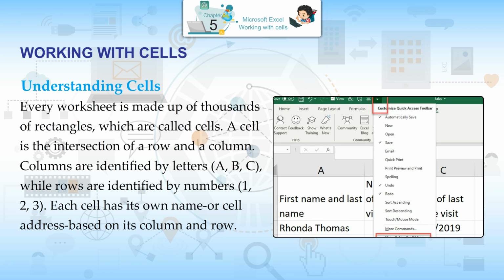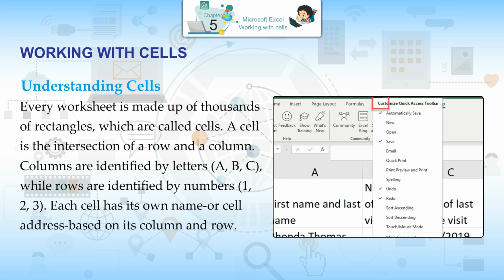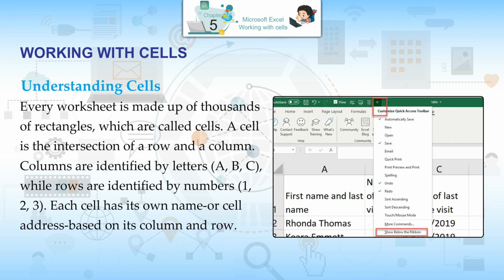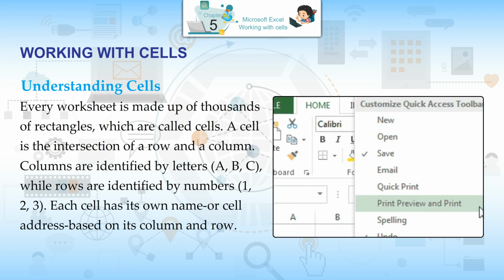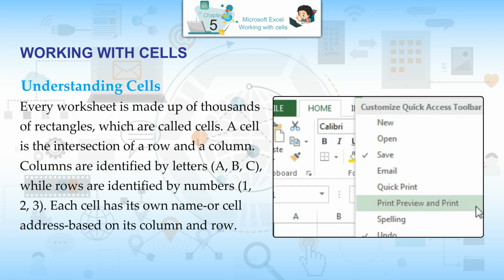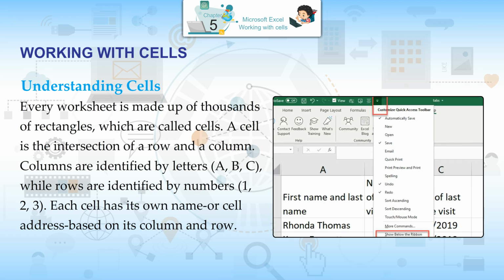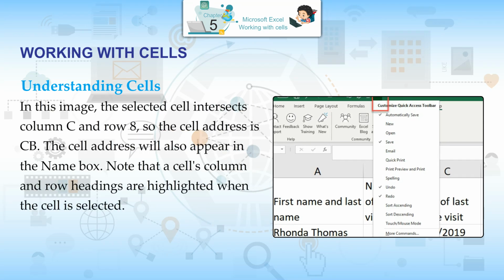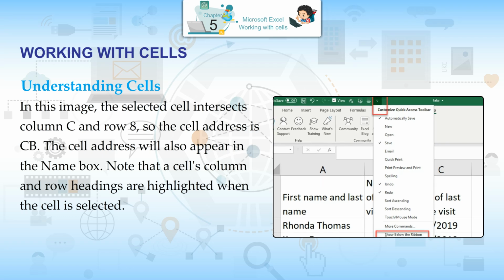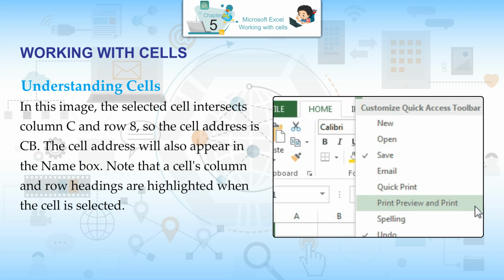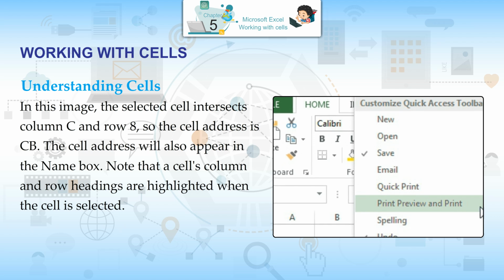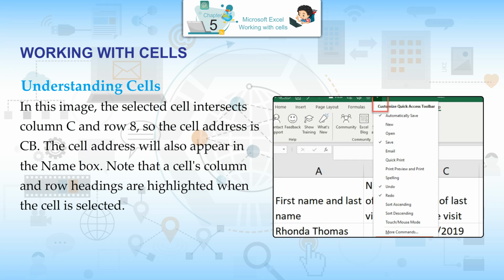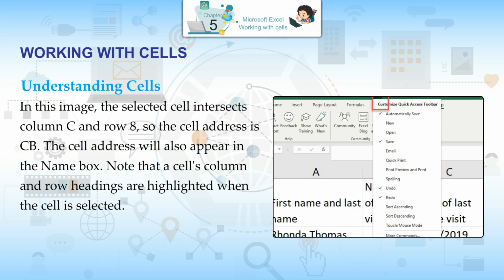A cell is the intersection of a row and a column. Columns are identified by letters A, B, C, while rows are identified by numbers 1, 2, 3. Each cell has its own name or cell address based on its column and row. In this image, the selected cell intersects column C and row 8, so the cell address is C8. The cell address will also appear in the name box. Note that a cell's column and row headings are highlighted when the cell is selected.